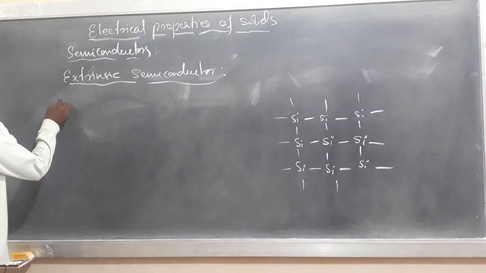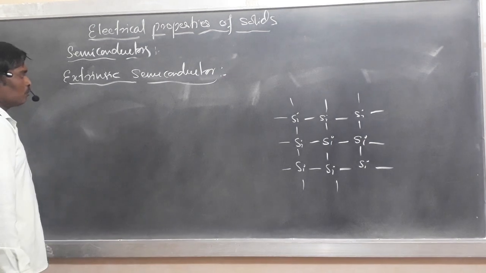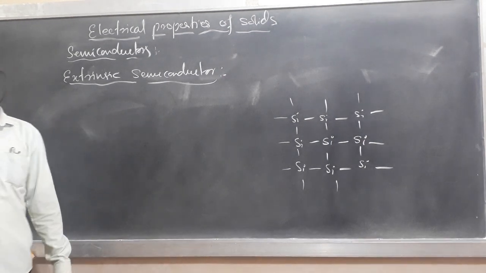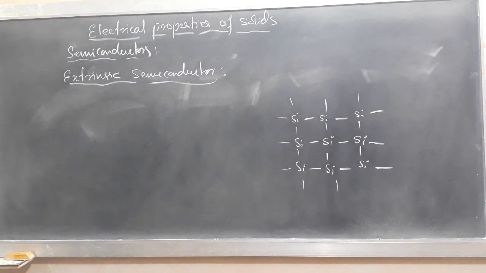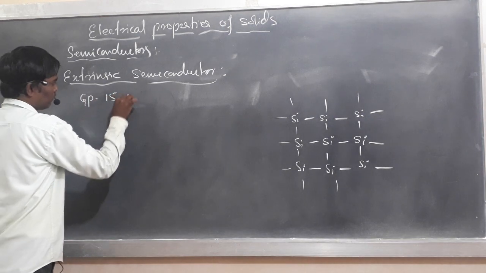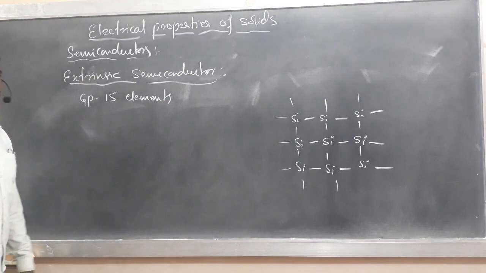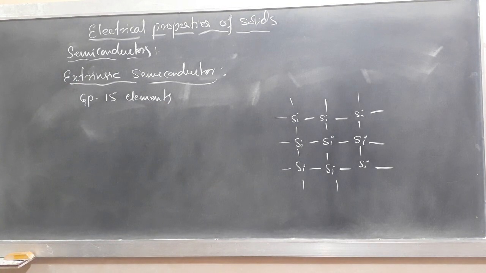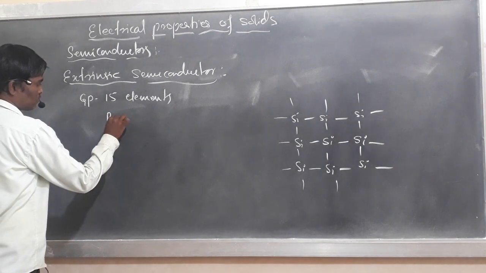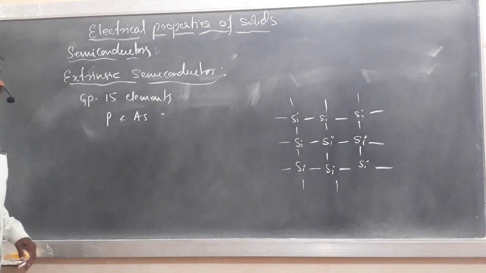Now let me explain with an example. Let me take silicon. It belongs to the 14th group. Let me add some impurities from a pentavalent, so pentavalent means from group 15. Group 15 elements like phosphorus and arsenic, etc.